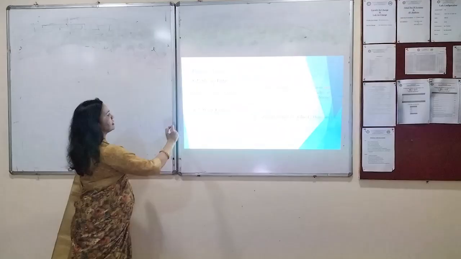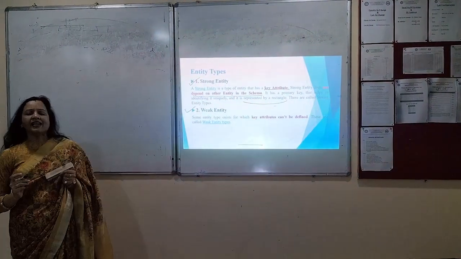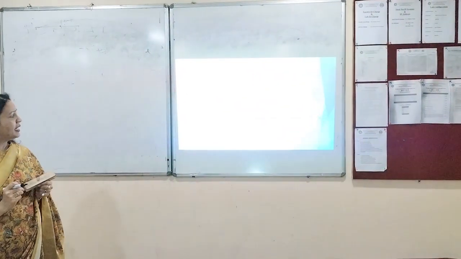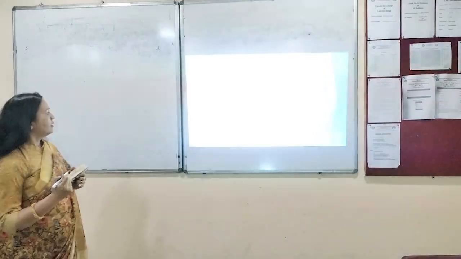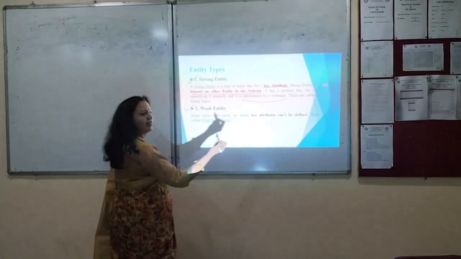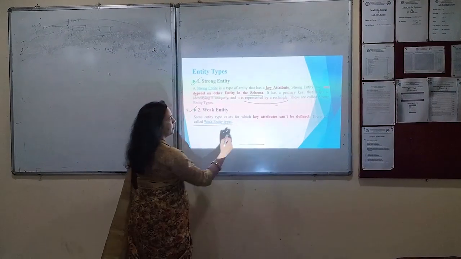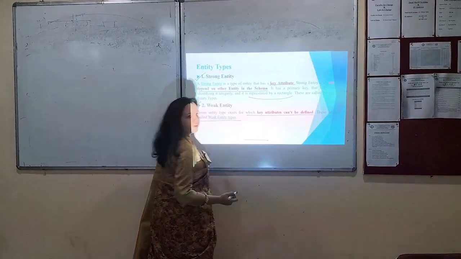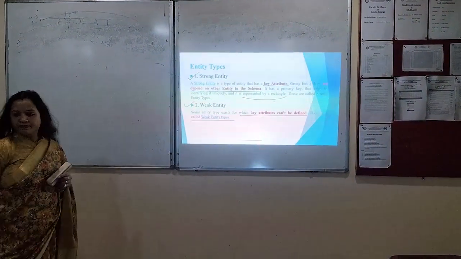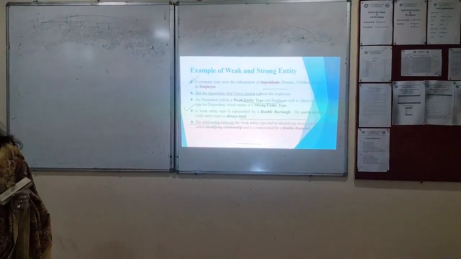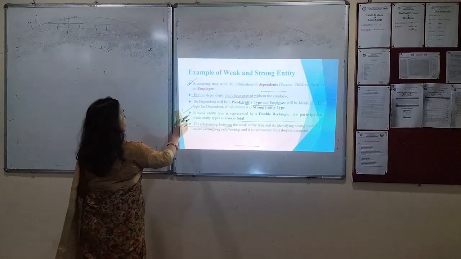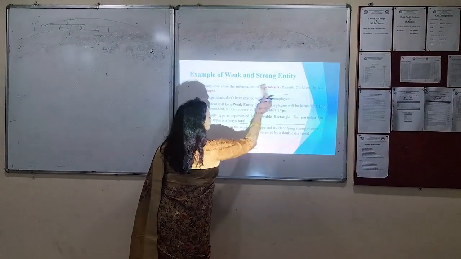So next is the weak entity. These are the entity types that do not have any primary key and they are dependent on other entities. So these are known as weak entity types. We don't have key attributes for it, right? So now I will take an example of a weak entity and a strong entity.